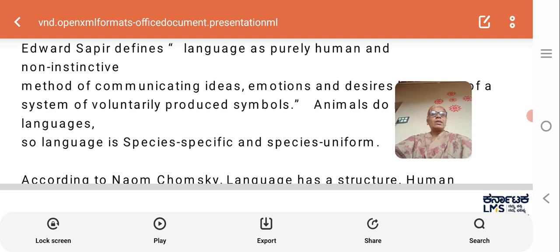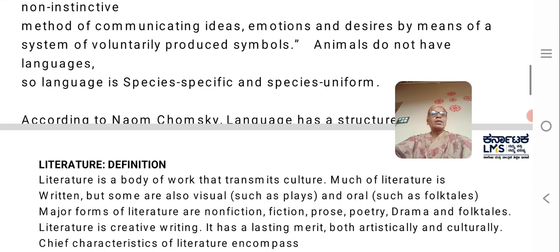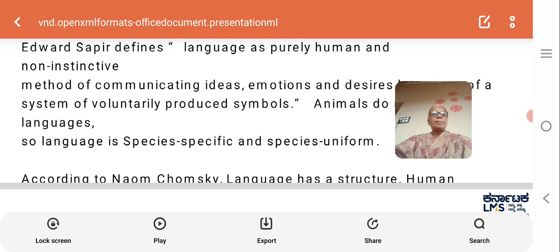Language relies on symbols, so it is symbolic. We use words, sounds, and gestures as symbols to represent objects, ideas, and concepts. Language is systematic. That means it is structured and organized according to rules and patterns. Grammar, syntax, and phonology provide the framework for how sounds, words, and phrases are combined to create meaningful utterances.